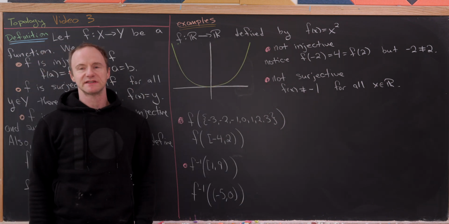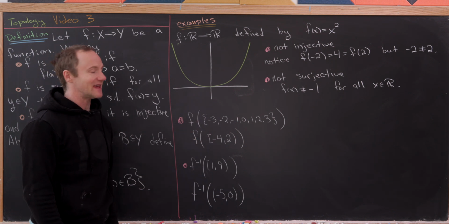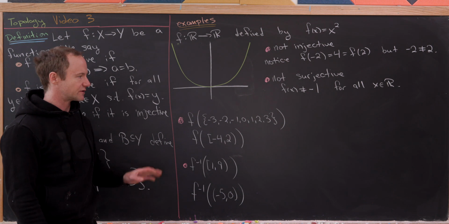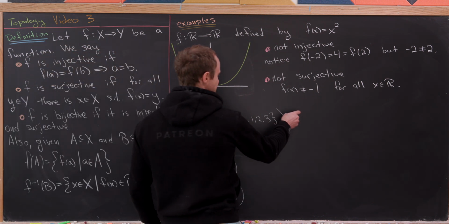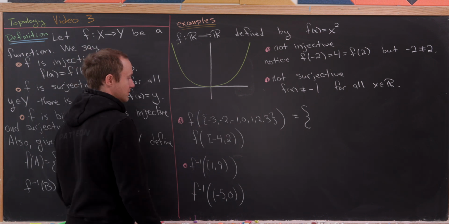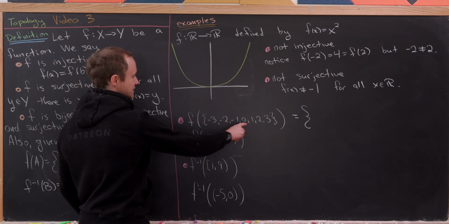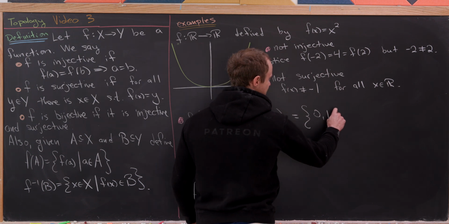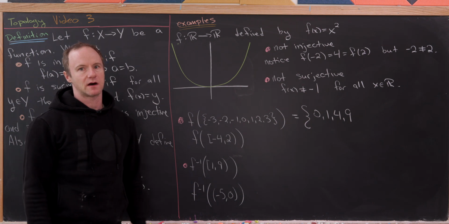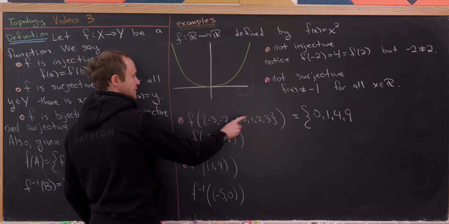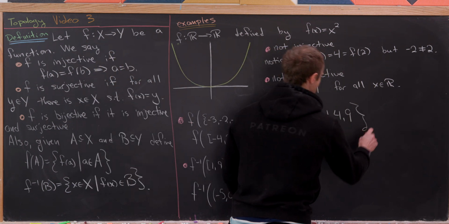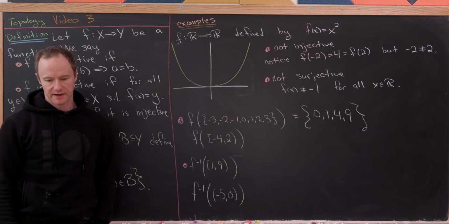Now let's look at some examples of images and pre-images, starting with the image of the set containing negative 3, negative 2, negative 1, 0, 1, 2, 3. All we do here is build a set by applying f to all of these numbers. Let's start with 0. 0 squared is 0, 1 squared is 1, 2 squared is 4, 3 squared is 9. But then, because squaring wipes out minus signs, we get that negative 1 squared is also 1, negative 2 squared is 4, and negative 3 squared is 9. So our image is the set {0, 1, 4, 9}.